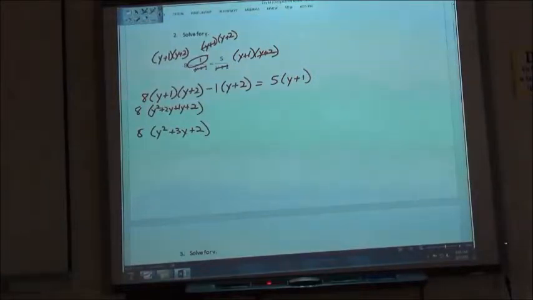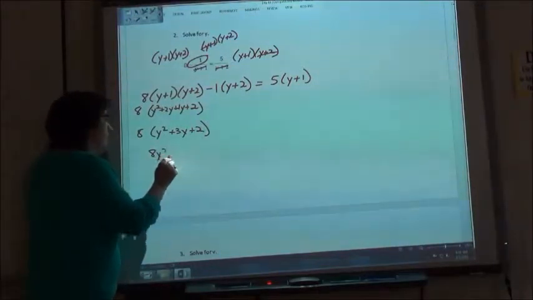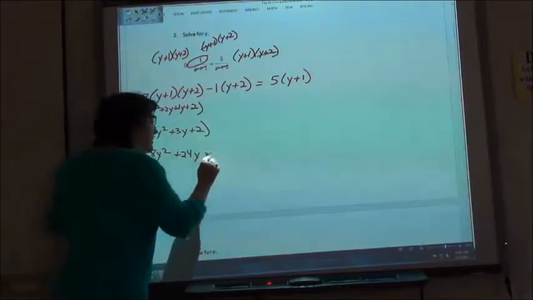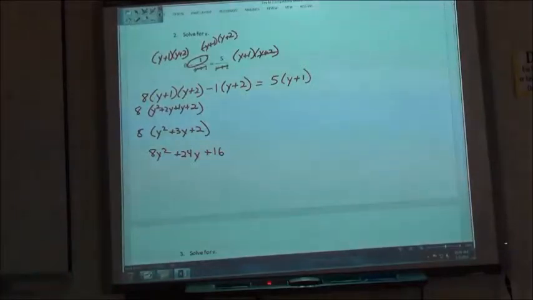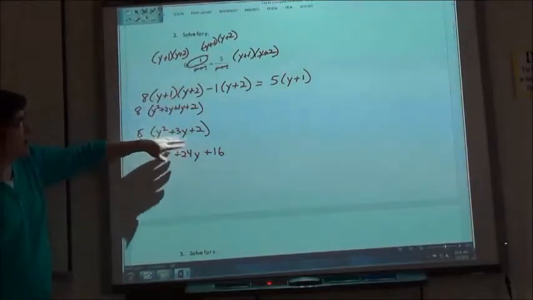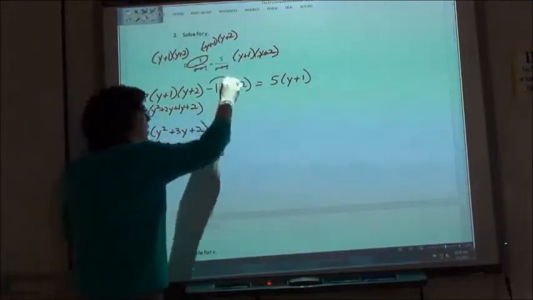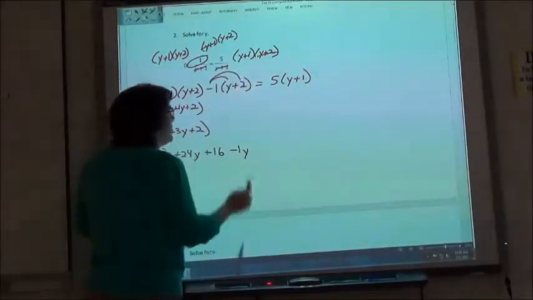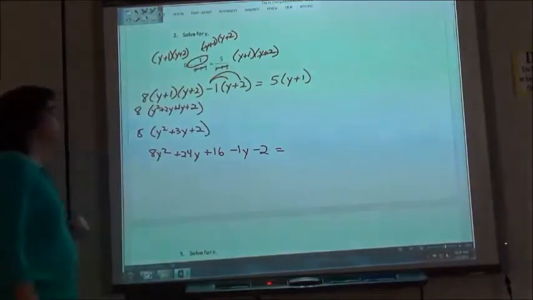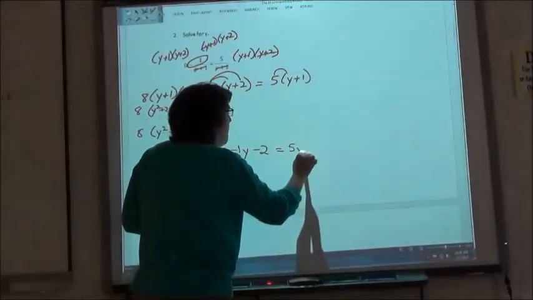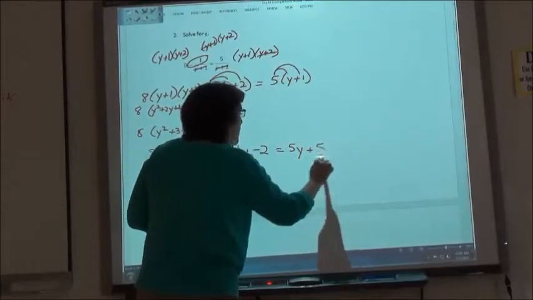So now we need to take each of those times that 8 that's in front. So 8y squared. 8 times 3 would give me 24y. And 8 times 2 is 16. Now that we have that first stuff all simplified, now we can do the rest of this. Here we're going to multiply by our negative 1. So negative 1y. And then negative 1 times a positive 2 would be minus 2. On the other side, if I get rid of my parentheses, 5 times y would be 5y. 5 times 1 is 5.